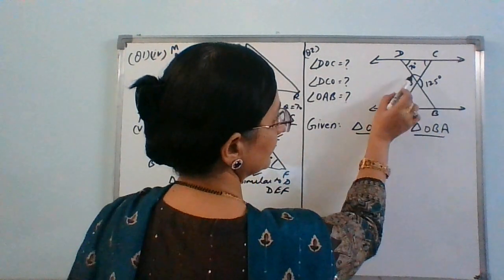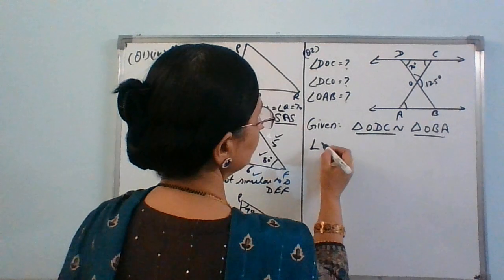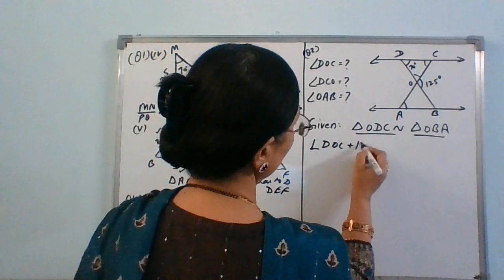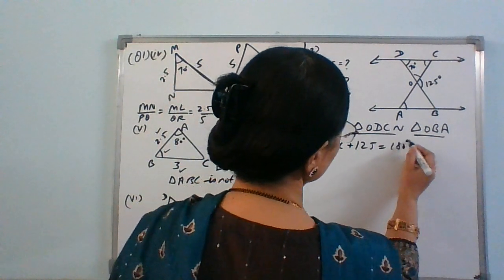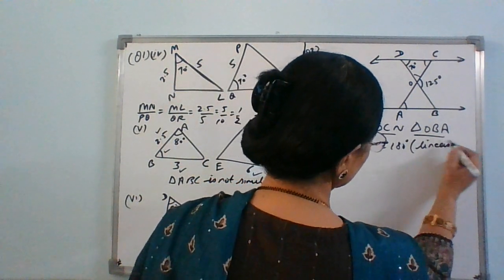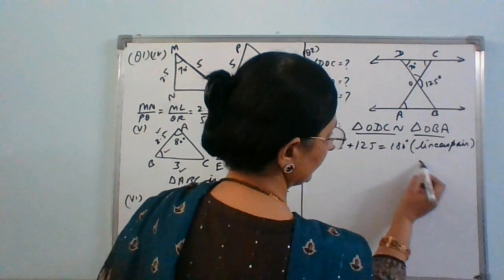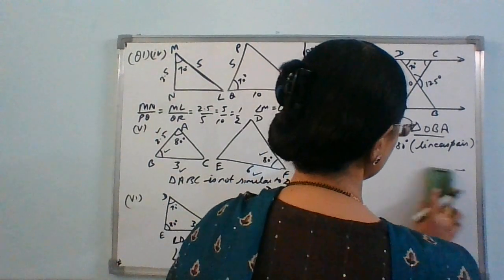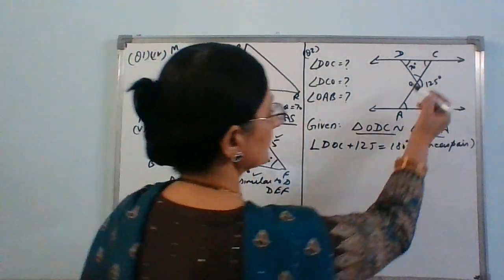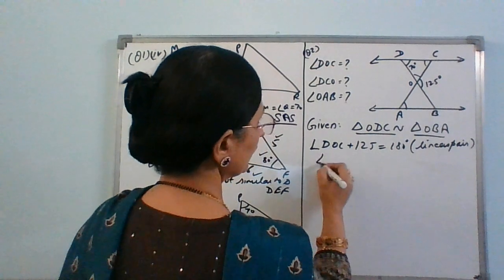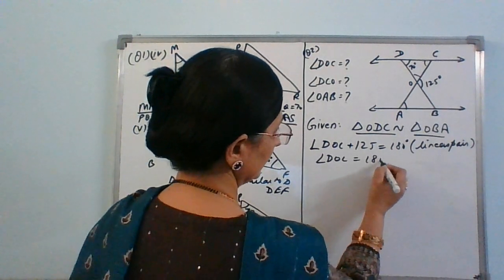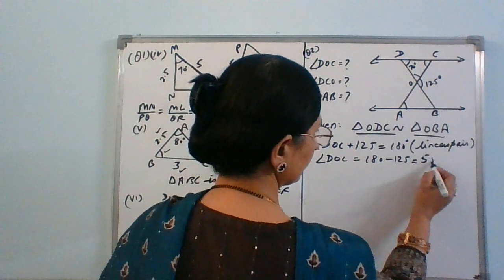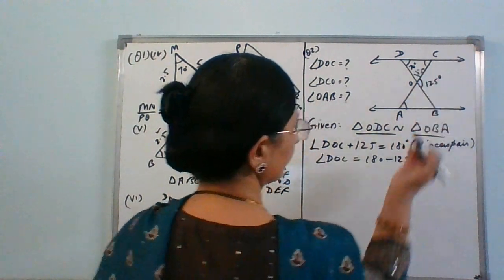Now first we'll be applying a linear pair here. Angle DOC plus 125 is 180 degrees. Linear pair. I hope you know linear pair. What is a linear pair? When we have a straight line, this total is 180. That is called a linear pair. Now here, this is a straight line. This is a linear pair. So in order to find DOC, we have to subtract 125 from 180. That comes out to be 55. So this angle is 55.